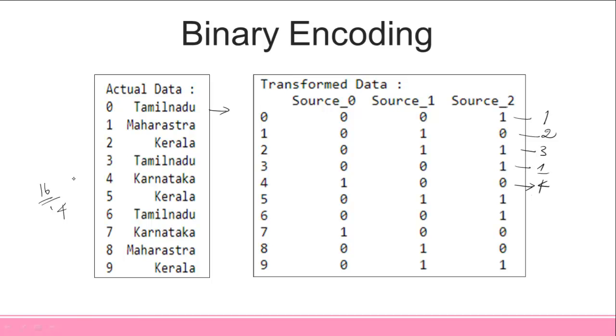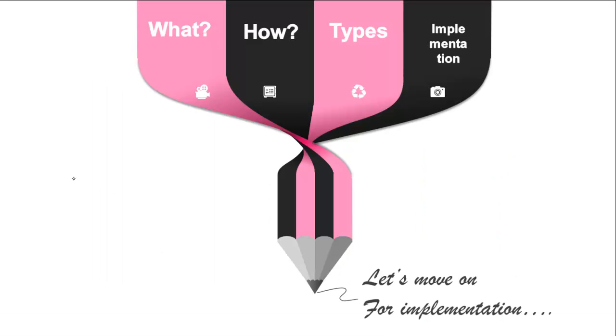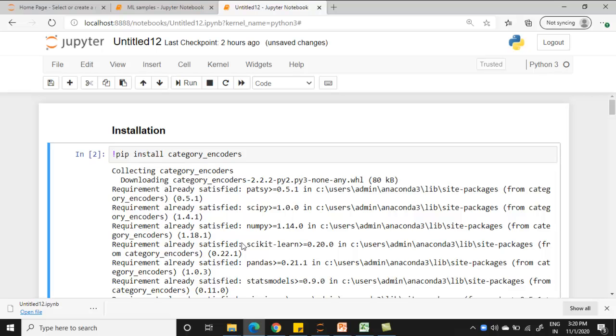That's the advantage. So what we have seen till now is what categorical data is, how it is actually stored, and what the different types of encoding techniques available are. Let's move on to implement the same concept. To start with, first we have to install a package called category encoders, which has all the different encoding techniques embedded in it.